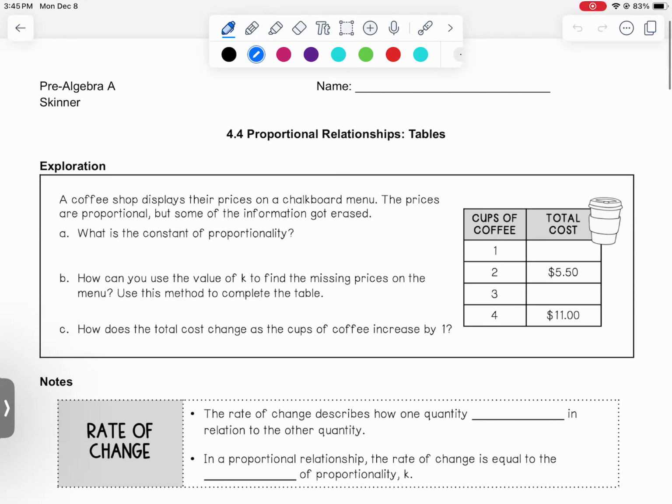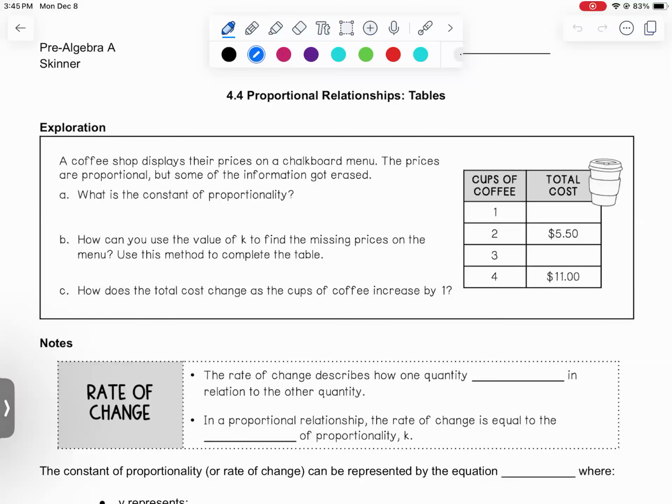All right, let's look at the exploration. A coffee shop displays their prices on a chalkboard. The prices are proportional, but some of the information got erased. What is the constant of proportionality? So here, this would be our x, this is our y. So we have y over x is our k.